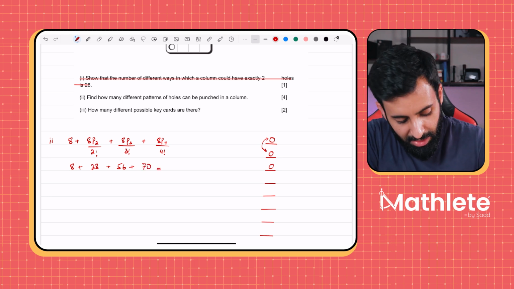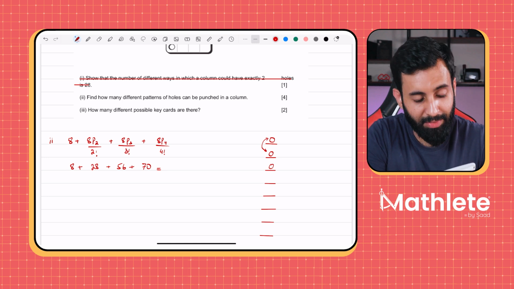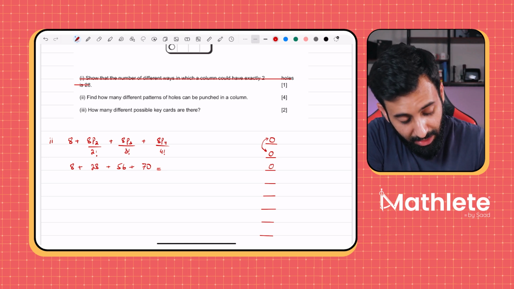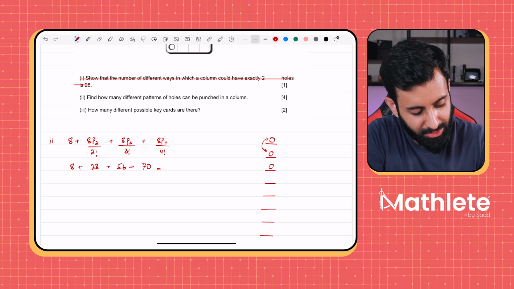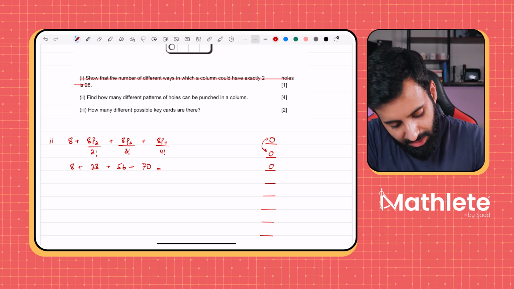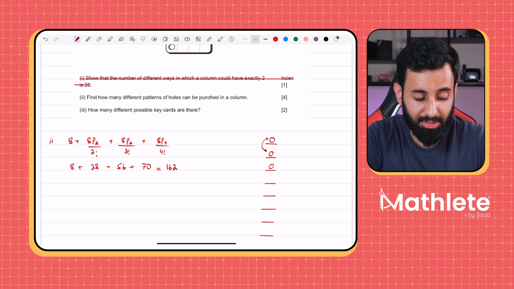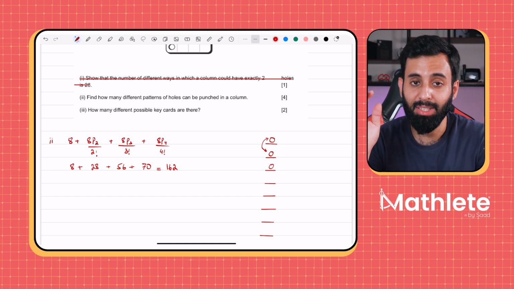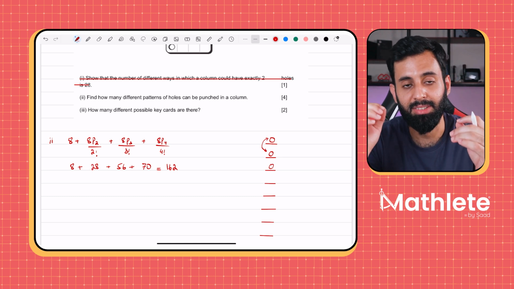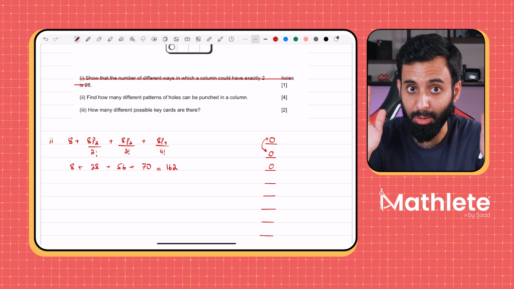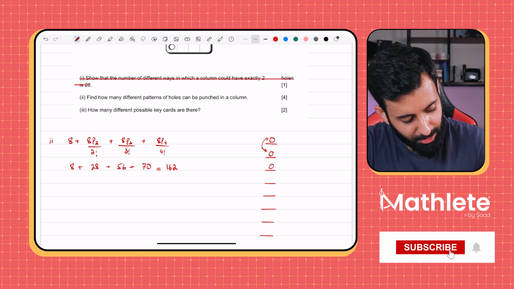So that means in one particular column, there are how many possibilities? How many different patterns of holes can there be? 8 plus 28 plus 56 plus 70, that's equal to 162. So this is basically the number of different patterns that you can have in one column only. Okay, so that's the answer to part 2.